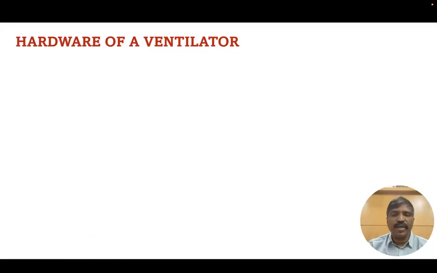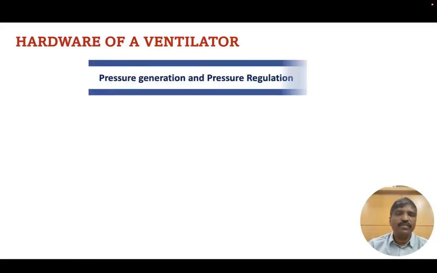So coming to the hardware, what do we need to deliver pressure? We need flow of gases in a closed circuit, and we need something to regulate these pressures, and that is a pressure valve. So for generation of pressure, we need a flow of gases in a closed circuit and an expiratory valve or a pressure valve.